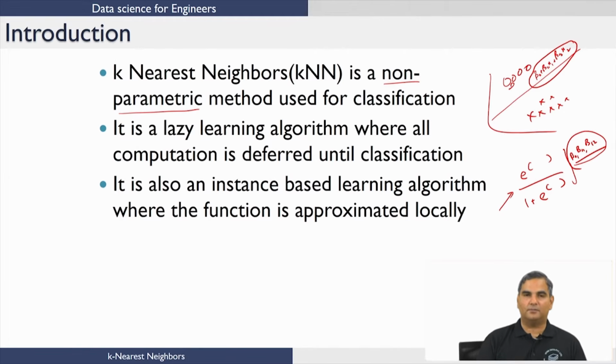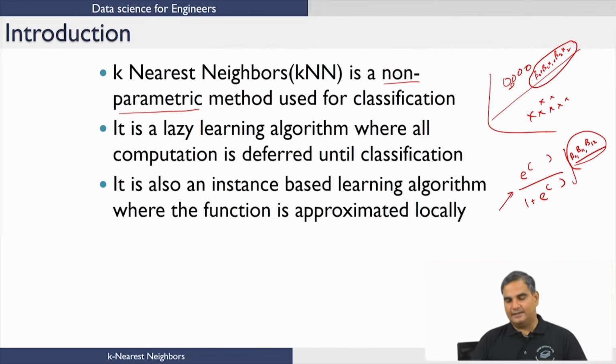So, I want you to remember the distinction between a tuning parameter and parameters that are derived from the data, and the fact that k nearest neighbor is a non-parametric method speaks to the fact that we are not deriving any parameters from the data itself. However, we are free to use tuning parameters for k nearest neighbor. So, that is an important thing to remember.